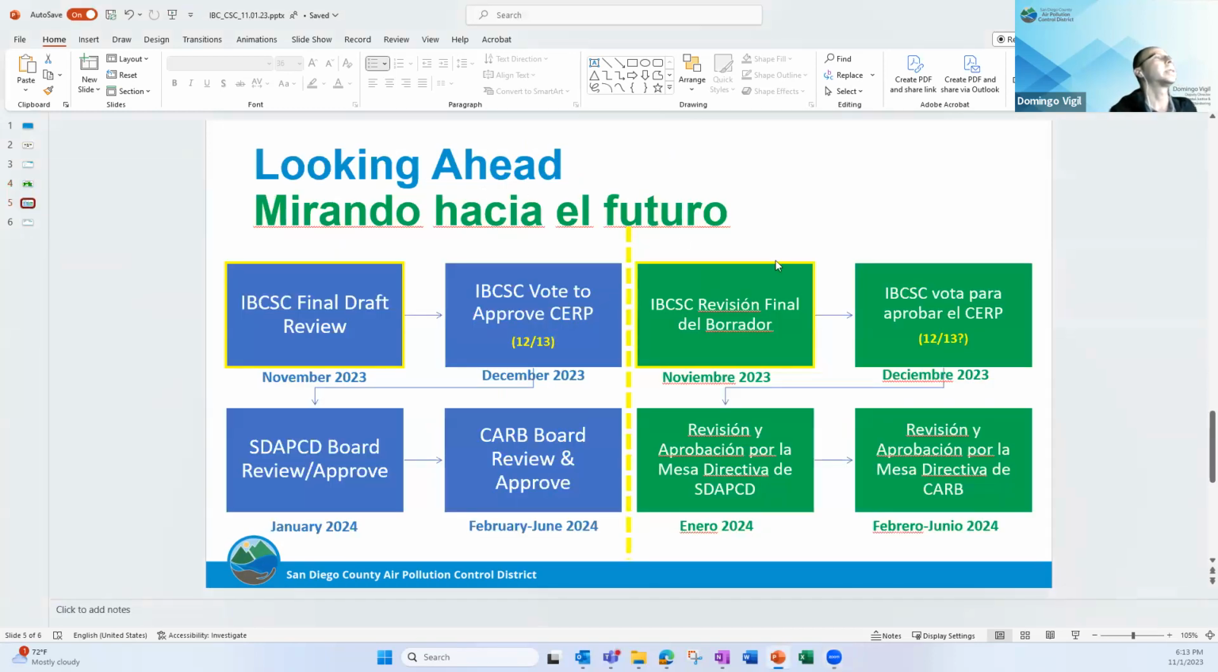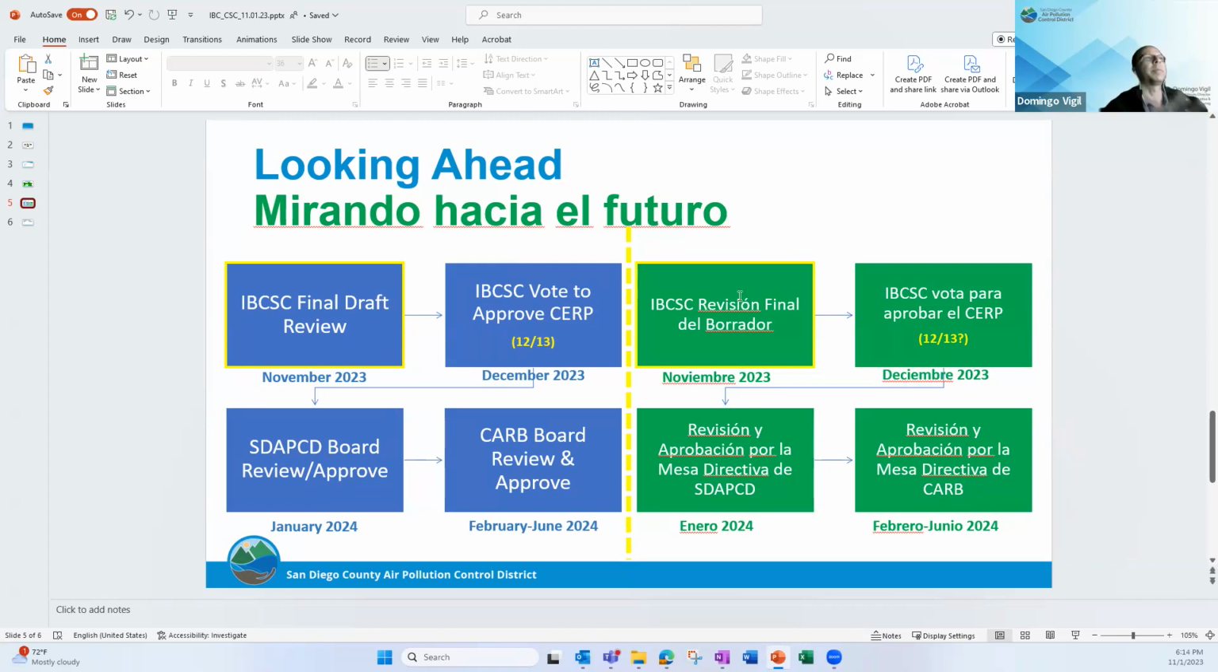I wanted to just briefly take a look at our timeline here. Right now, we are in the final revision of the SERP. In our meeting next, in a couple of weeks, we're going to review the whole document as a whole. We're going to do a brief summary review of the entire document, and we will be proposing it for your approval. And then, I'm sorry, in November we'll do the revision.